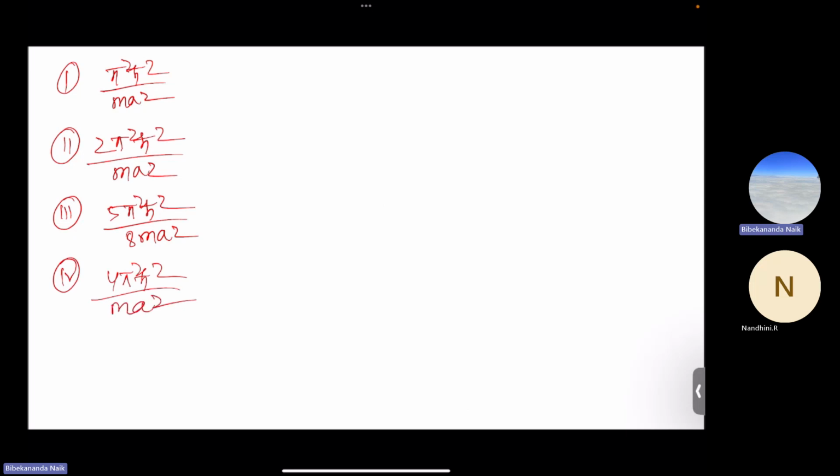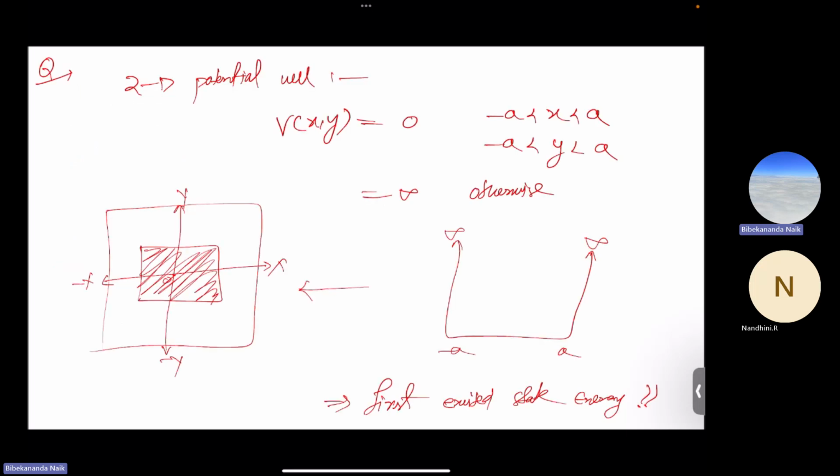So now understand the question properly. This is a two-dimensional potential well, and this is the form of the potential, and we need to find the first excited state energy of this potential, not the ground state, the first excited state. So these are the options. So I will give you some time to calculate it, and after some time we will discuss what will be the exact first excited state energy of this particular two-dimensional potential well.